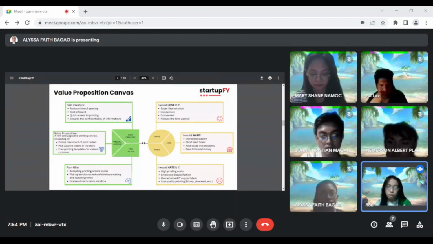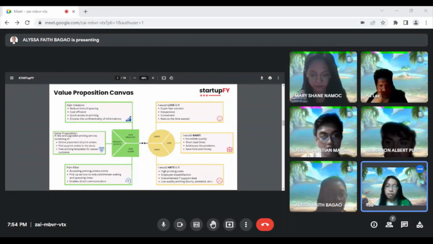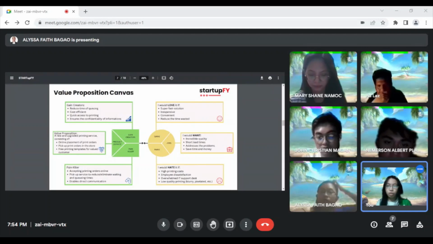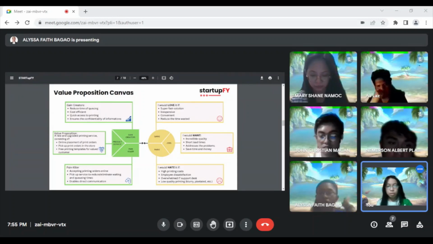The gains, or what the customer expects or what would make them happy, are mostly related to time and money. They want an inexpensive service, and it also should be convenient and reduce the time wasted as currently, as mentioned before, they have to travel and spare some time stopping by printing shops to queue their orders.